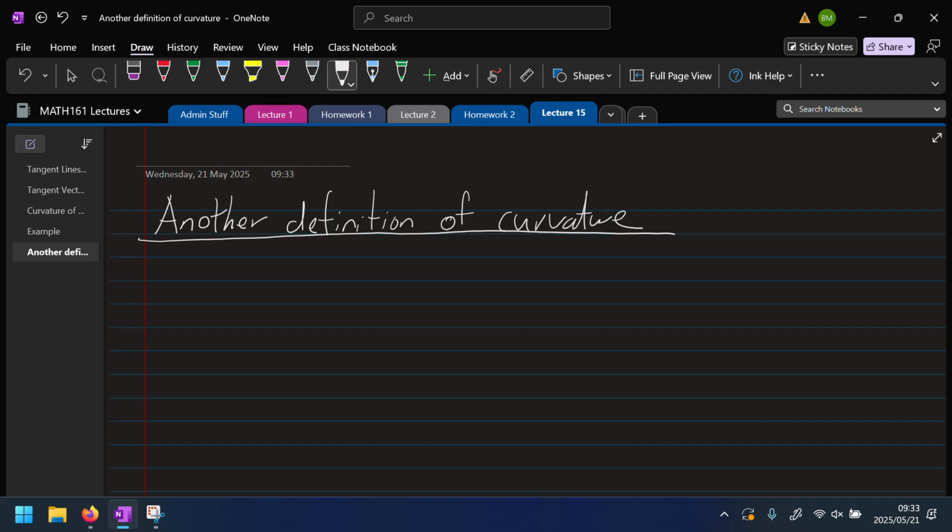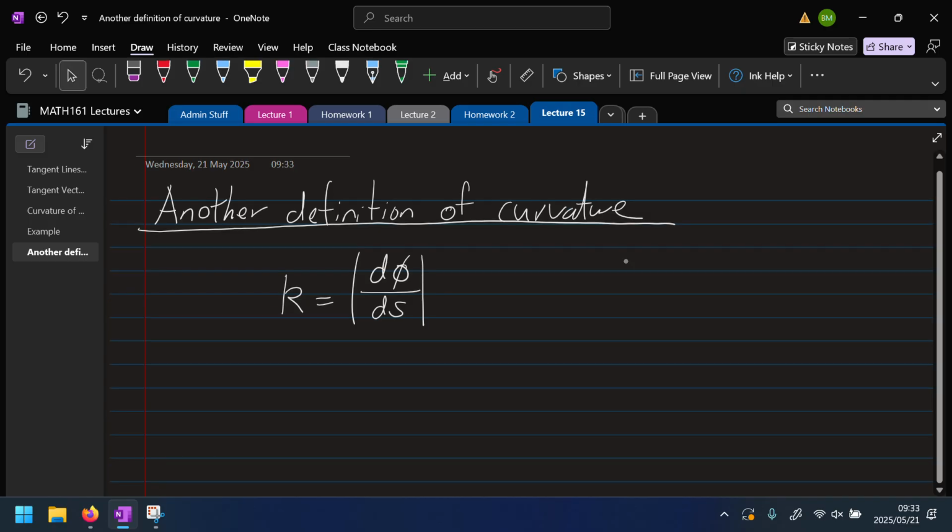Yeah, again, they're exactly the same, just looks a bit different. So here, we're going to have the curvature K is given by d phi by ds, and then we do the absolute value. If you leave out the absolute value, that is called the signed curvature.